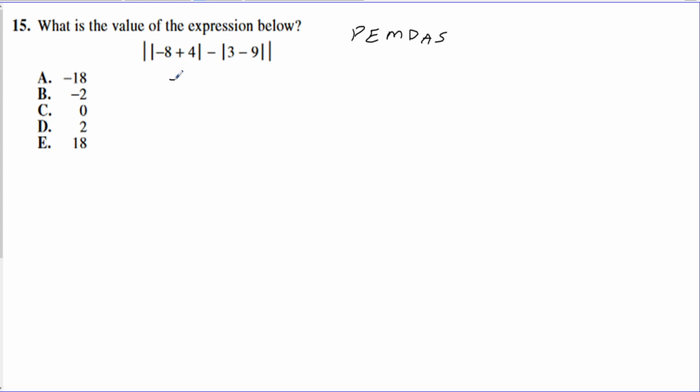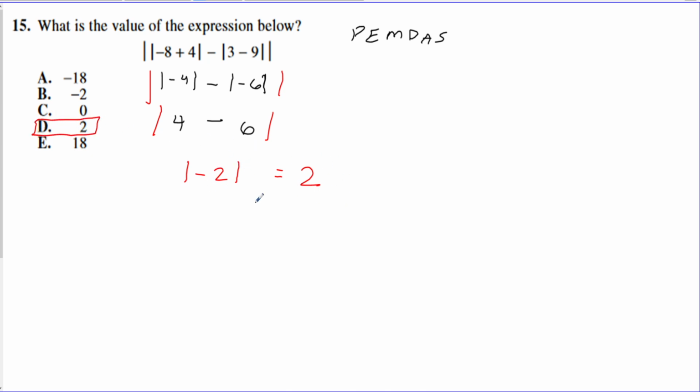Negative 8 plus 4 is negative 4, so there's bars on either side of that. And then 3 minus 9 is negative 6. So that's our inside ones. I like color coding. This represents the outside ones. And so what we're going to do here is take the absolute value of negative 4, which is 4. We're going to take the absolute value of negative 6, which is 6. We're going to do 4 minus 6 inside of these much more outer grouping symbols, and that would make it then the absolute value of negative 2. And the answer to that is just 2. So remember, absolute value is about the distance from 0, and it will always be a positive number.